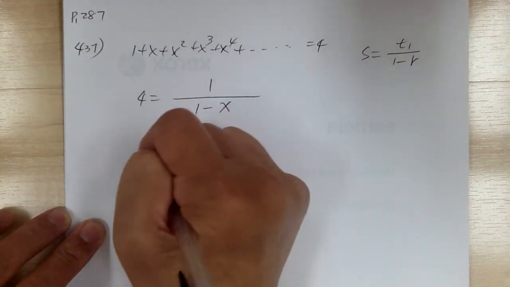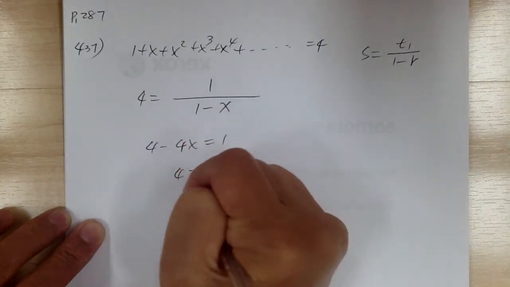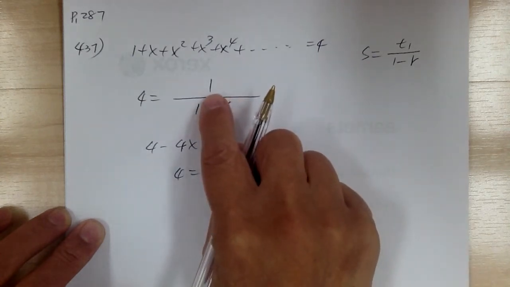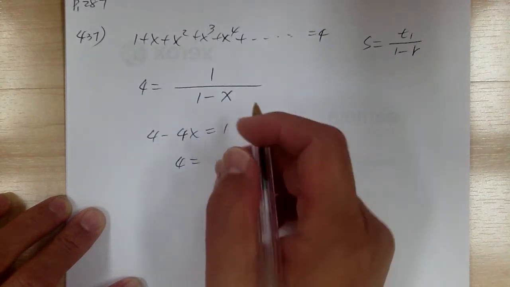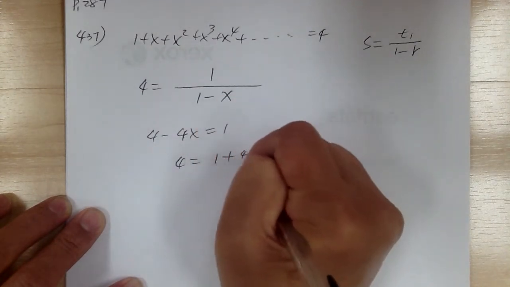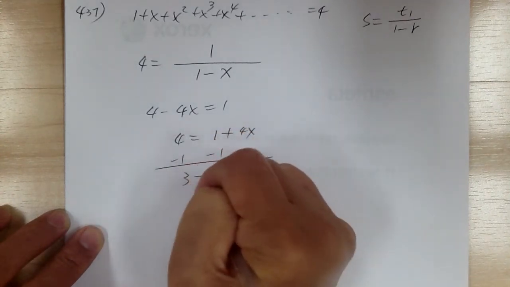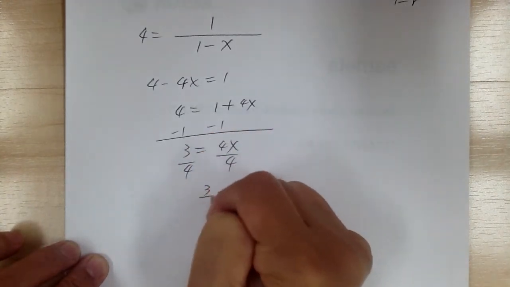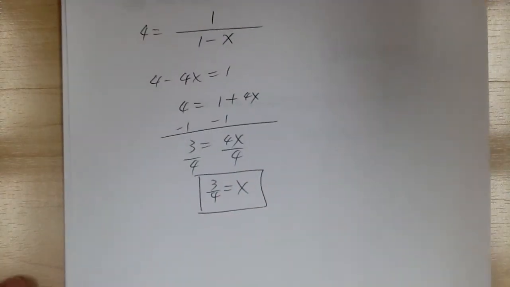So cross multiply: 4 minus 4x equal to 1. And move this over, so 4 equal to 1 plus 4x. And then minus 1 on each side, so you got 3 equal to 4x. Divide by 4, divide by 4. So x equal to 3 over 4. Okay, let's go to the next one.